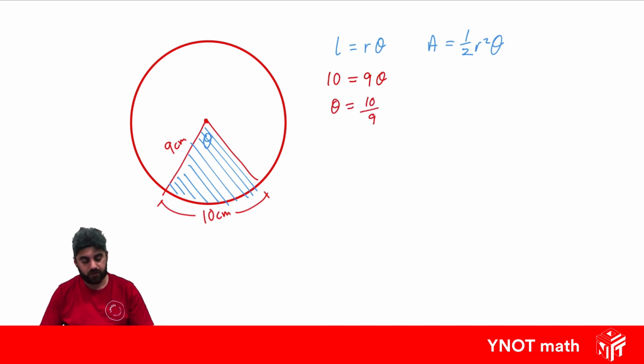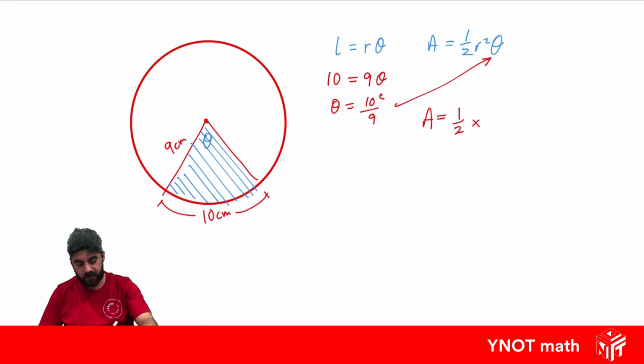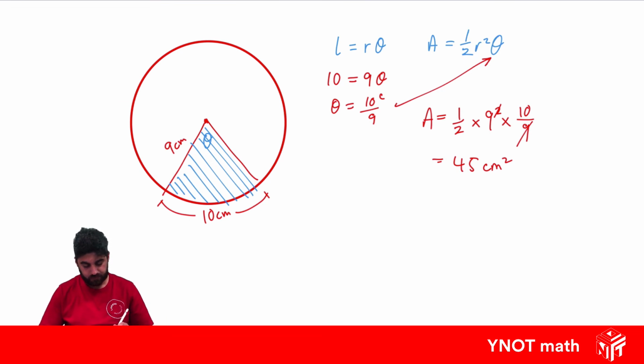So we get theta equals 10 over 9 radians, because whenever we solve this equation for theta, we always get theta in radians, which means we can plug that theta straight in there because it's already in radians for our area of the sector. So area of the sector is going to be half times r squared. Radius is 9 times our angle in radians, which is 10 over 9. So the 9 squared and the 9 are actually going to cancel out. So we get 9 times 10, which is 90. A half times 90 gives us 45 centimeters squared for our area of that sector.